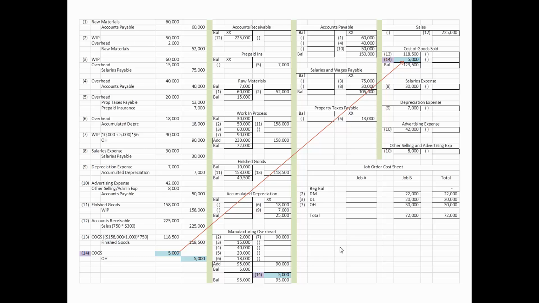Now we're going to close out overhead. So we're going to debit cost of goods sold for $5,000. And our overhead, we're going to credit $5,000. Now our balances are $95,000 in both debits and credits, so manufacturing overhead will be zeroed out. And this is the final recap.